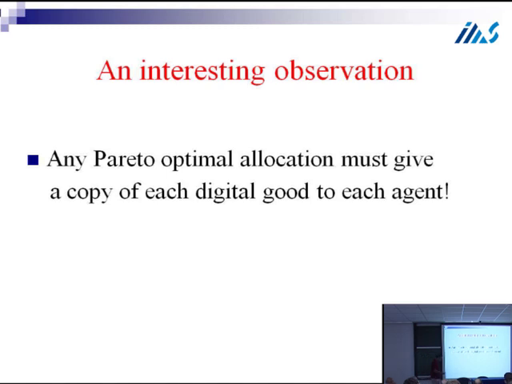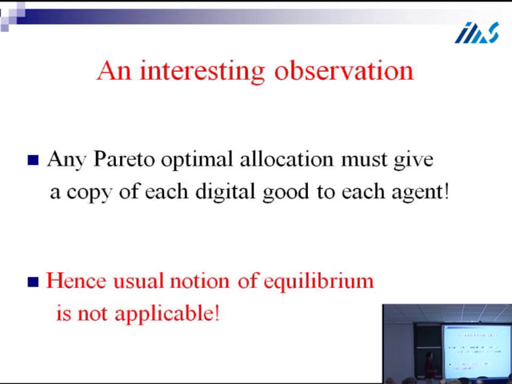Another interesting observation is that, similar to what Norm made about his work, the only Pareto optimal allocation in the setting of digital goods is that everybody should get one copy of each digital good, because you can give it to them. And that's the only Pareto optimal allocation, but that's obviously not the allocation we are looking for, right? That's meaningless, right? We want to actually sell it for some money, not just give it away to everybody, okay? So the usual notion of equilibrium is simply not applicable, QED, just the way Norm did it for his mixed Nash equilibria.